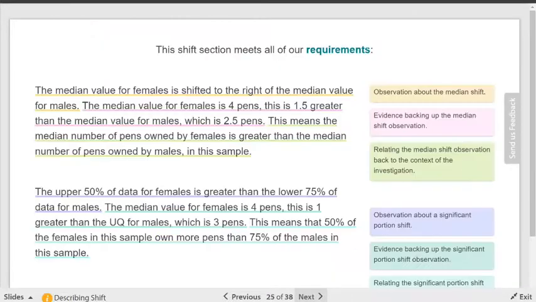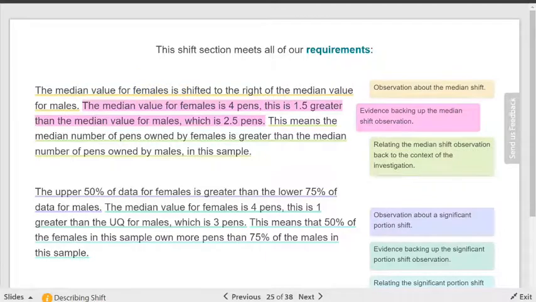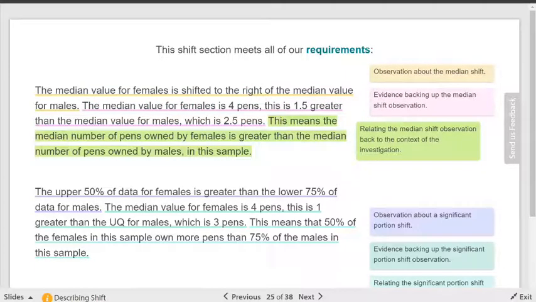Okay? Mention them both. Here we go, and this is what I was talking about, how I love this because they talk about it. Here's what it's going to say. Observation about the median shift. In other words, this is what we're going to use as the grading criteria. So you gave an observation. The median value for females is shifted to the right of the median value for males. That's your observation. Then there must be evidence backing up the median shift observation. Right? And then finally, you have to relate that median shift observation back to the context of the investigation.